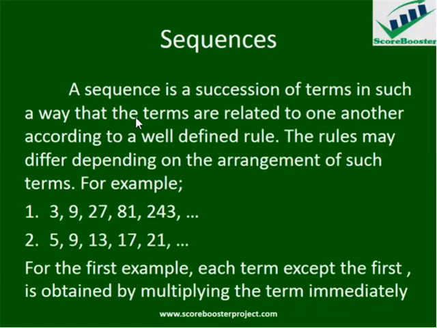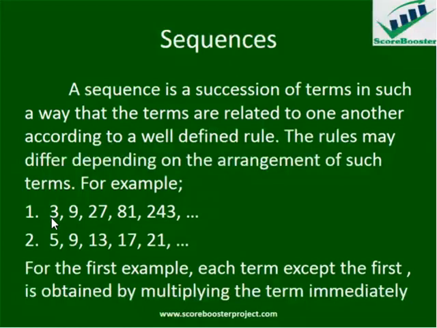Sequences. A sequence is a succession of terms in such a way that the terms are related to one another according to a well-defined rule. The rules may differ depending on the arrangement of such terms. For example, we have the sequence 3, 9, 27, 81, 243 and so on. This is an infinite sequence.